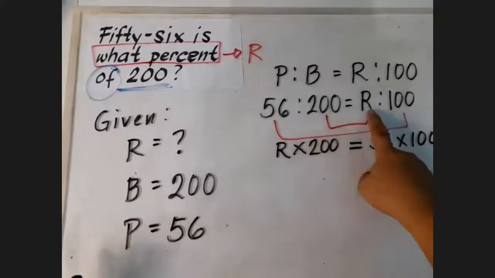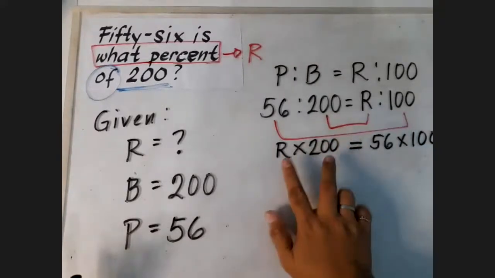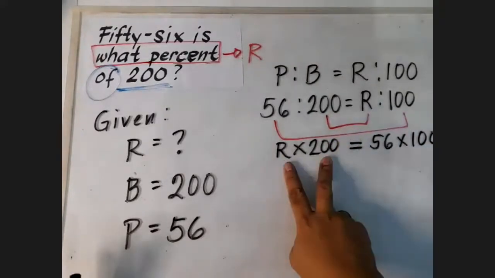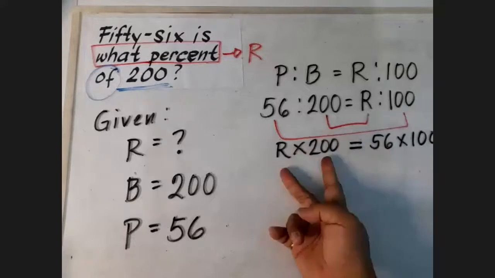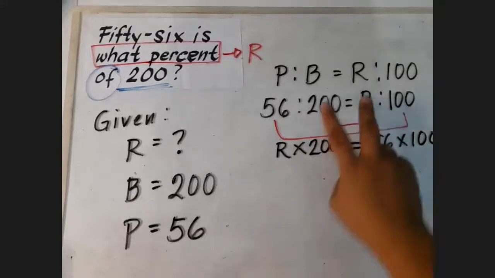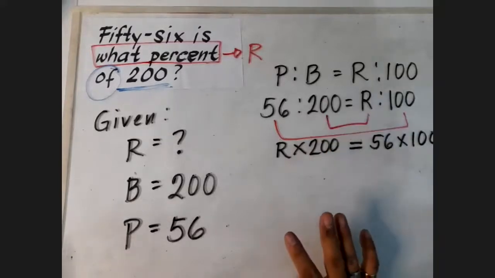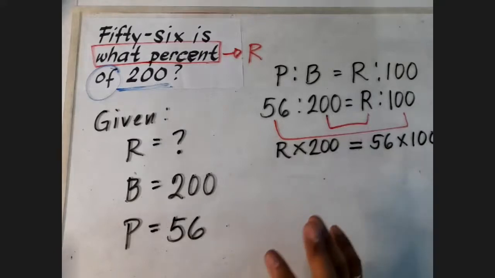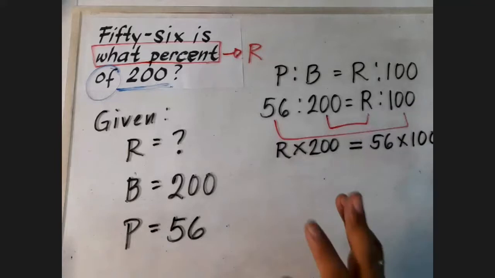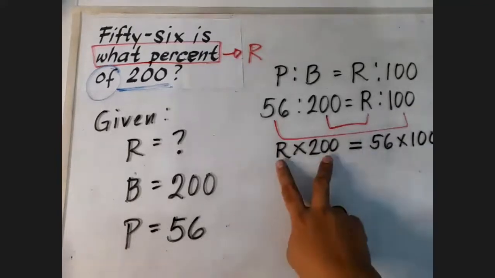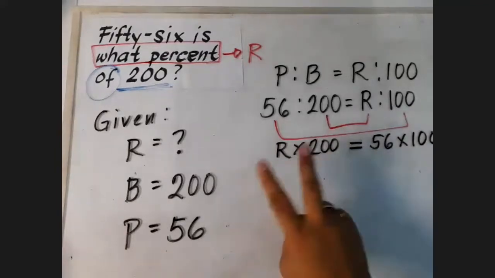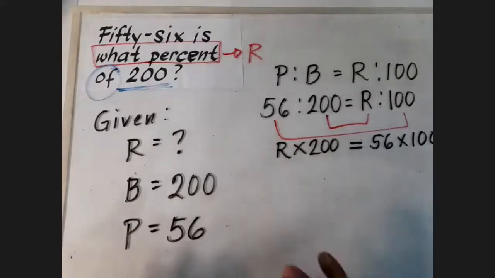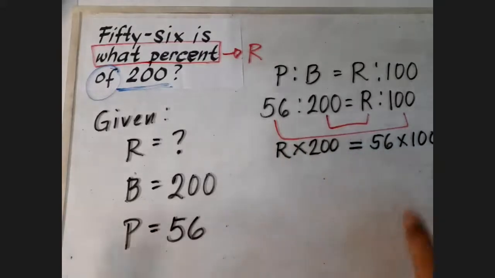Ngayon, tignan ninyo. 200 and R. I've written it as R times 200. Actually, wala namang problema yan. Kung R times 200 or 200 times R. Because multiplication is commutative. Ibig sabihin, the order of the factors does not affect its product. Okay, so kahit na alin man ang ayos ninyo, unahin ninyo sa R at saka sa 200, walang problema yan. It will still be the same.